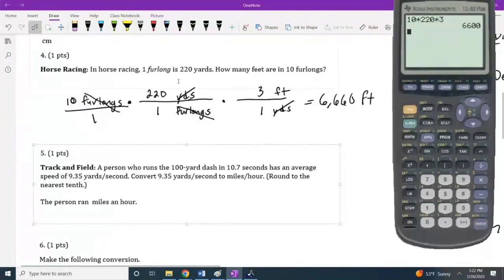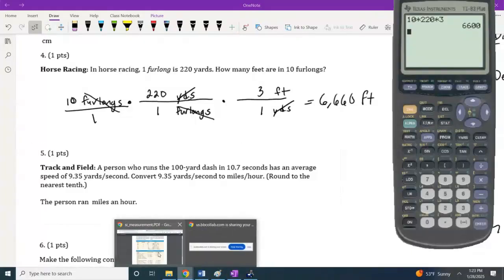Okay, so what if you did half of it? Like if you did the 10 and the 220, and then you got your answer from that, and then you just converted to feet. That should work. Let me try that. So we're going to go from furlongs to yards.